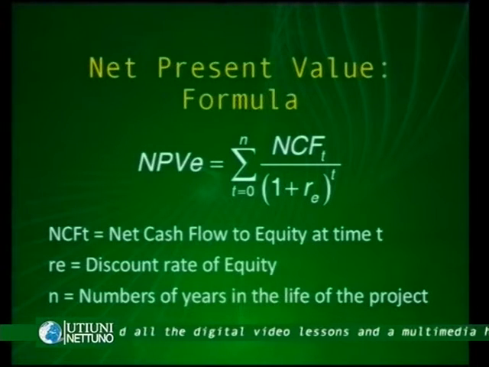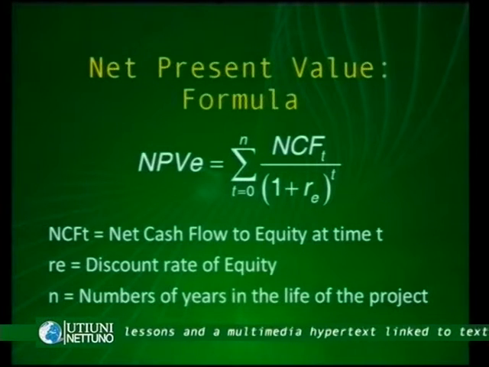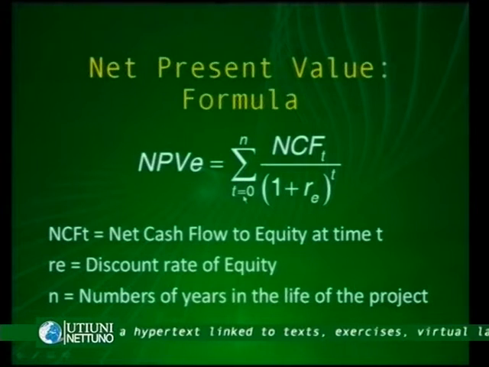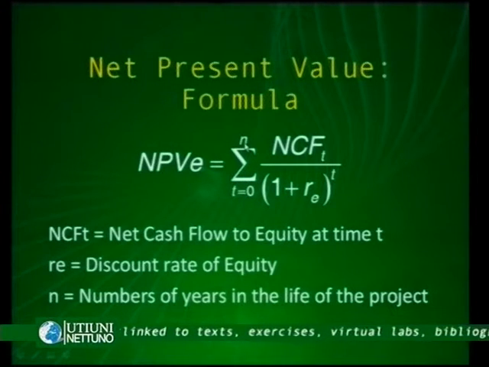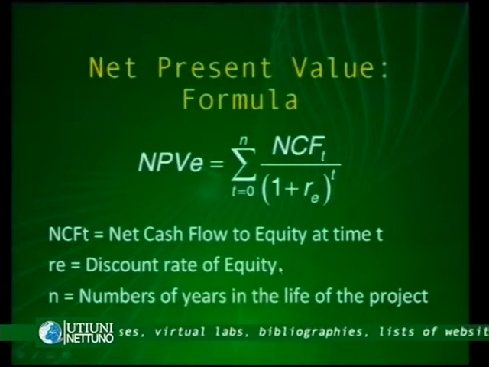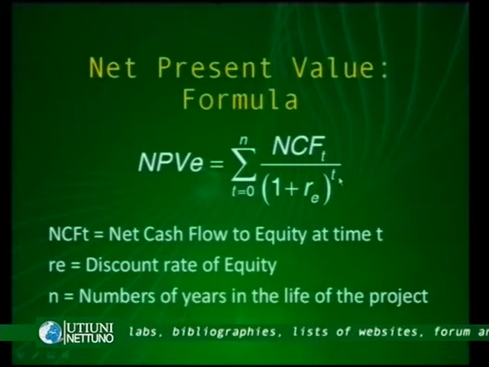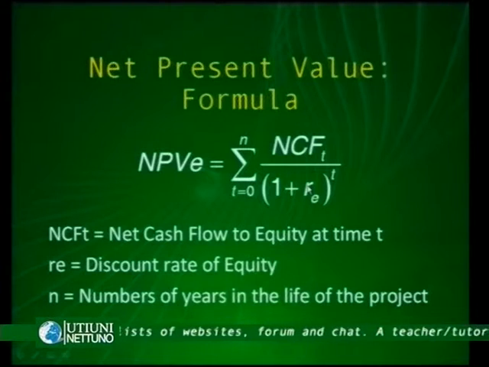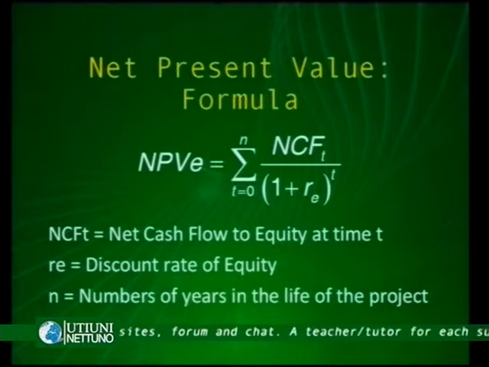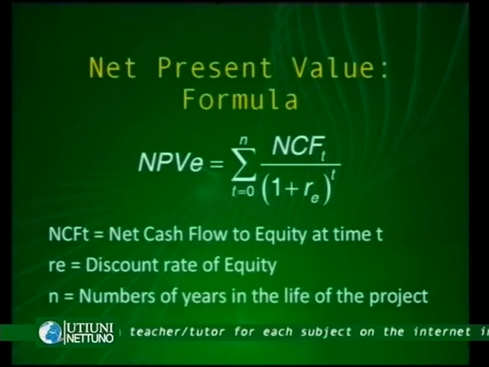But apart from these two differences, the formula is equivalent to the formula that we already used for the NPV calculation. Here we have in fact the summation for t going from 0 to n, where n again is the end of the life of the project, of net cash flow to equity at time t, divided by 1 plus RE raised to t, and again this is the discount factor of a cash flow at time t. The difference is that the discount factor is calculated using a different discount rate.